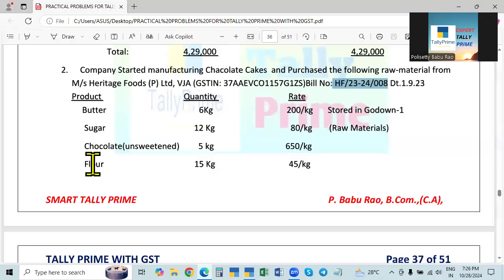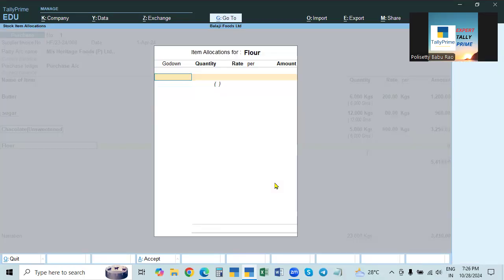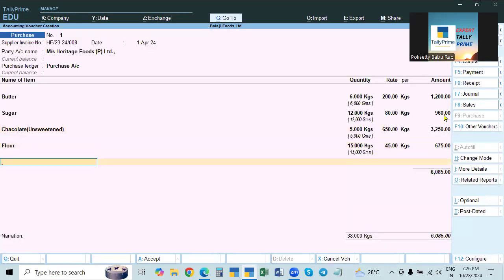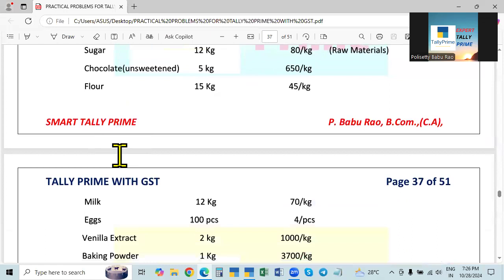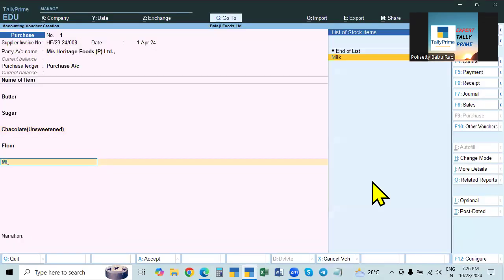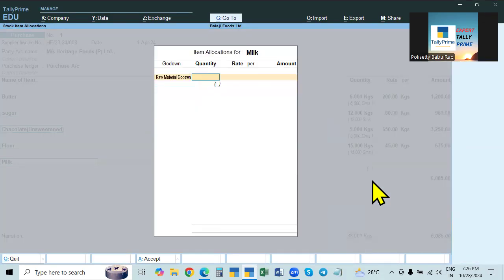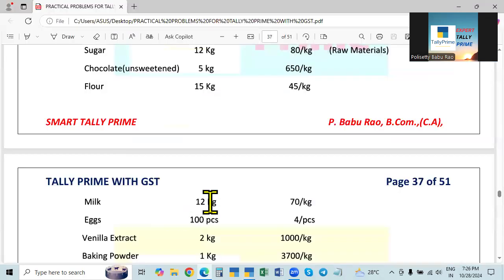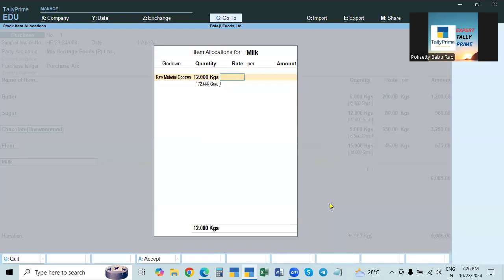And the next one is flour. Flour also goes into the raw material godown, and the quantity is 15 kg, 45 per kg. Okay, it is purchased. And then milk. Milk also goes into the raw material godown, and the quantity is in kgs, not litres. So 12 kgs, 12,000 grams, 70 rupees per kg.